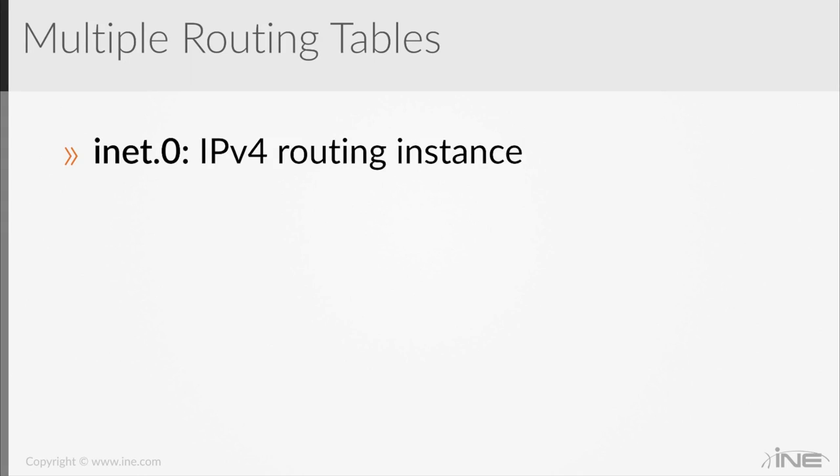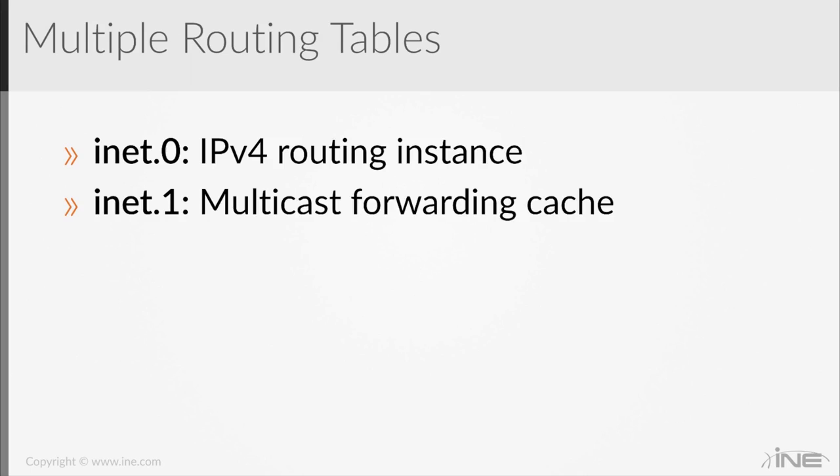So there are multiple routing tables on a Junos routing device. The first one is inet.0. inet.0 is your regular IPv4 routing table or routing instance. Also, there is inet.1, which is a multicast forwarding cache. This is used when you're running multicast.